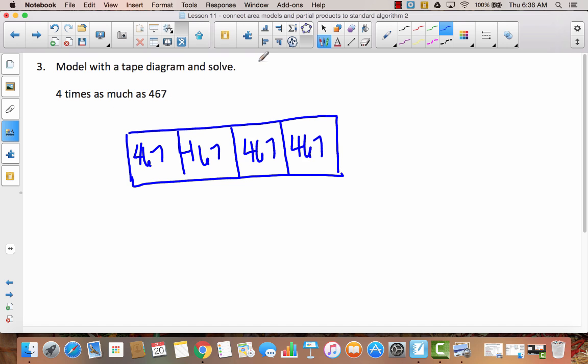Now you'll notice it doesn't tell you how to solve, so you can use whichever method you prefer to solve this problem. I'm going to pause the video and solve the problem, and I want you to pause the video and solve it. Choose the way that makes the most sense to you.